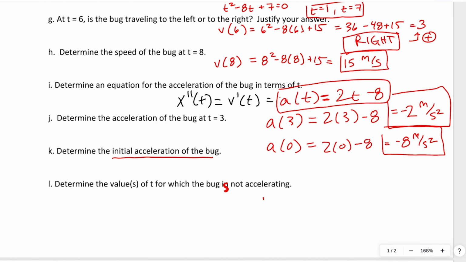So we want to know, when is the acceleration going to be 0? The acceleration is 2t minus 8. So we can add 8 and divide by 2. We get t equals 4.